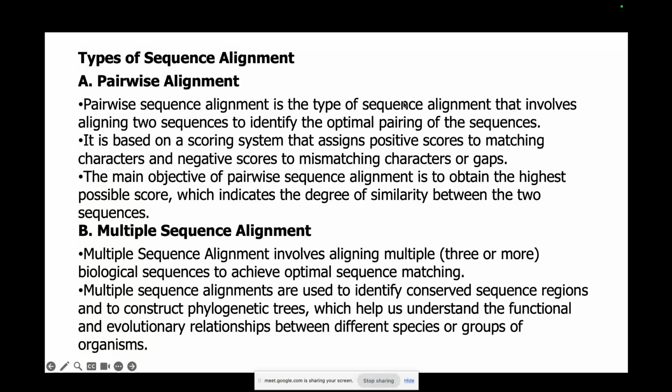So the objective would be to find conserved sequence regions and construct phylogenetic trees based on how much similarity there is between any two sequences in the whole set. And as I was discussing, it would help us understand the functional and evolutionary relationship between different species or groups of organisms, right?